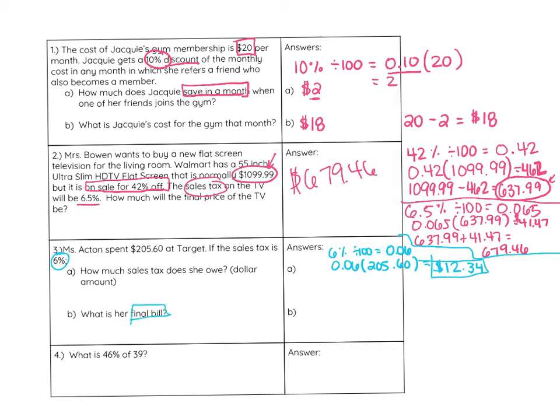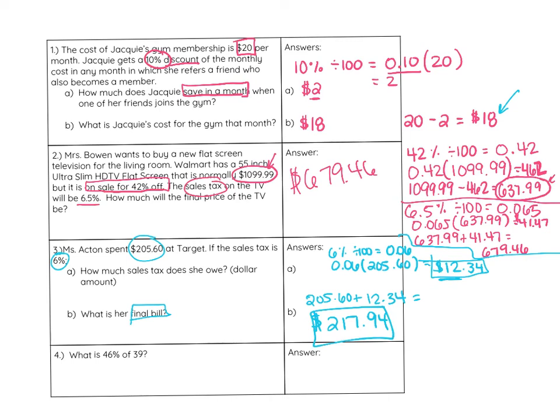What is her final bill? Like in number 1, we subtracted the $2 from the original 20 because it was discount, but since this is sales tax, we actually have to add it. So take that original amount, 205.60, plus the tax amount, $12.34, and we get $217.94.